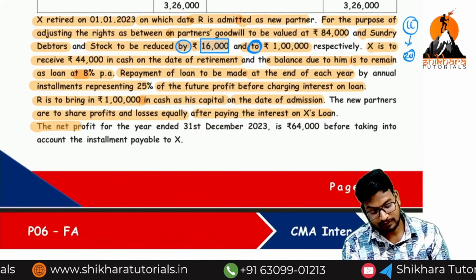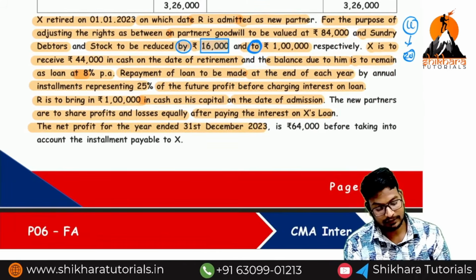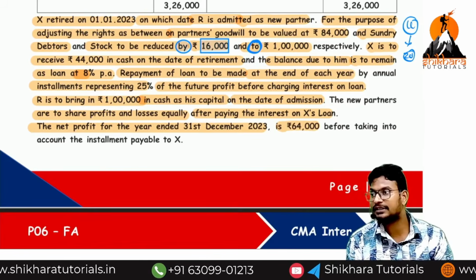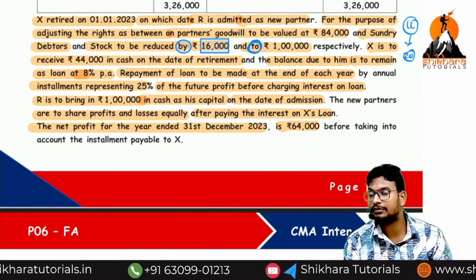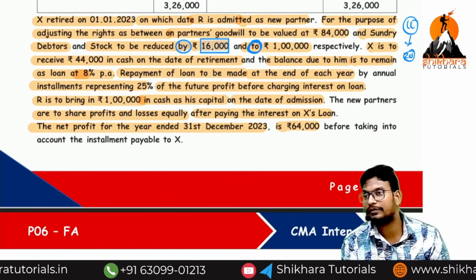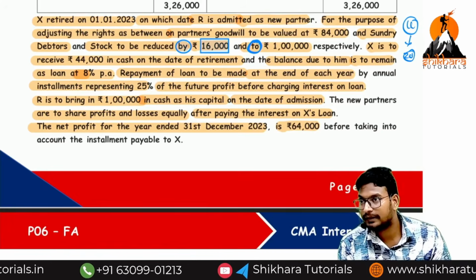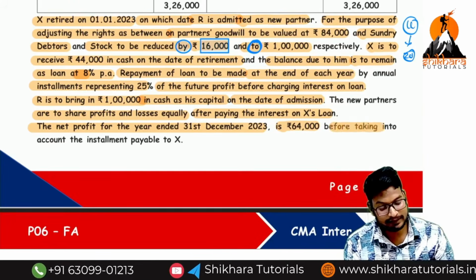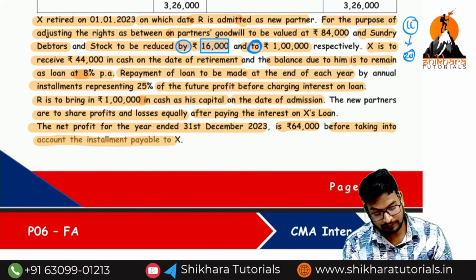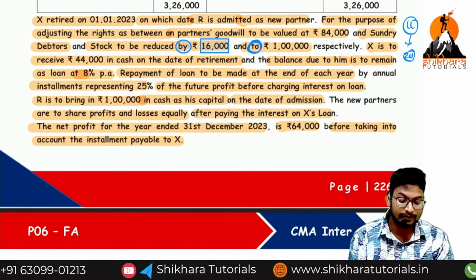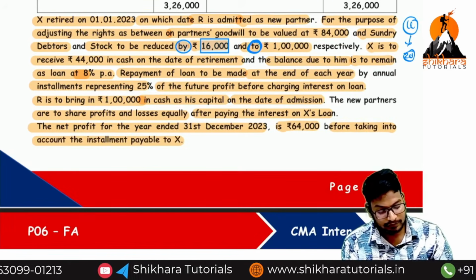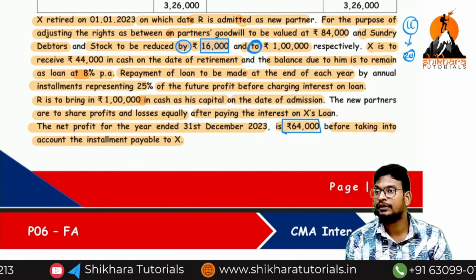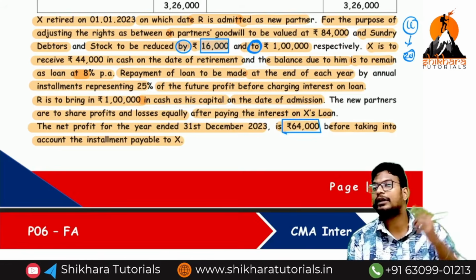The net profits of the year ended 31st March 2023 were as follows. How much? 64,000. Why have they given the 64,000? We need to distribute to the partners after the repayment of interest on loan. Is there any doubts up to here? Okay? So next one, before taking into account installments payable to X. That means in this 64,000 we have paid the installment or we have not paid the installment? We have not paid. Every year we need to pay how much amount of installment?